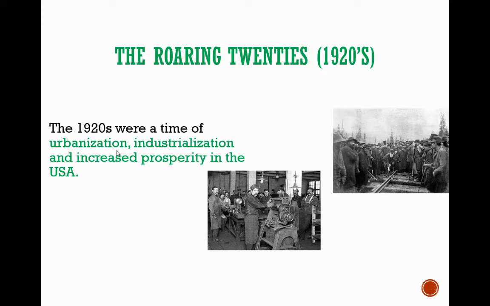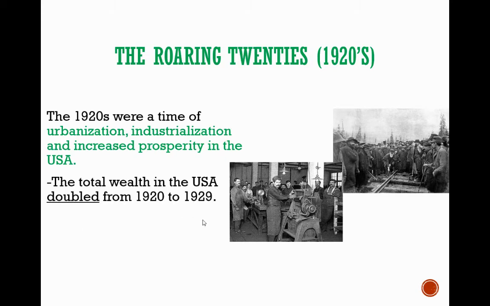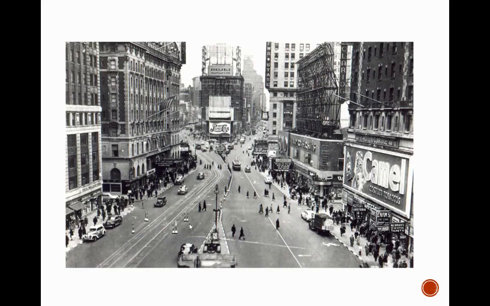Meaning that people moved from the farms to the cities. They were a time of industrialization, right? So people started to work in factories and produce things using machines. And they were a time of increased prosperity, which means more money, right? Better paying jobs in the USA. The total wealth in the USA doubled from 1920 to 1929. Okay, so that's a huge increase.